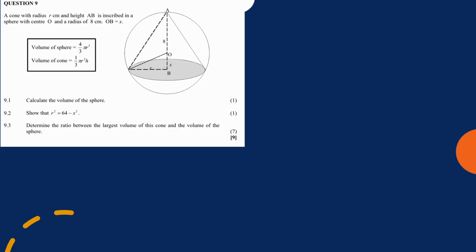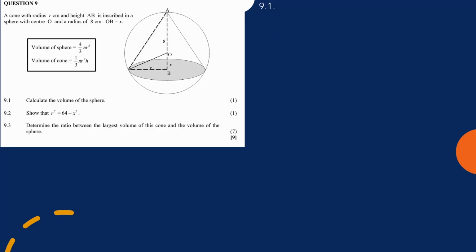The problem statement reads as follows. A cone with radius r centimeters and height AB is inscribed in a sphere with center O and a radius of 8 centimeters. OB is equal to x. Volume of sphere is equal to 4/3 pi r cubed, and volume of cone is equal to 1/3 pi r squared multiplied by h. 9.1, it says, calculate the volume of the sphere.